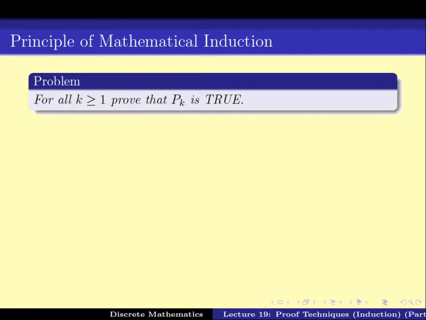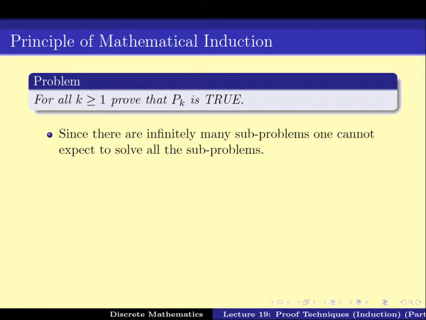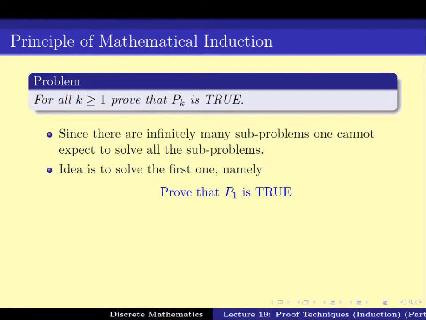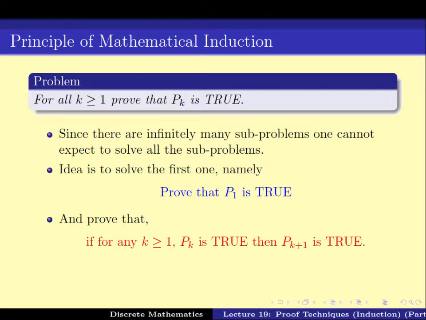There is of course one obvious way of solving them. Namely, first prove P1 is true, then prove P2 is true, then prove P3 is true, and so on and so forth. Unfortunately, since there are infinitely many subproblems, one cannot expect to solve all the subproblems. So we have to come up with some cleverer way of solving the infinite cases in one go. The idea is, first prove P1 is true. And assuming that you can prove Pk is true, prove that Pk plus 1 is true.